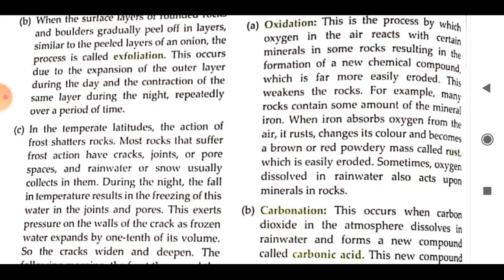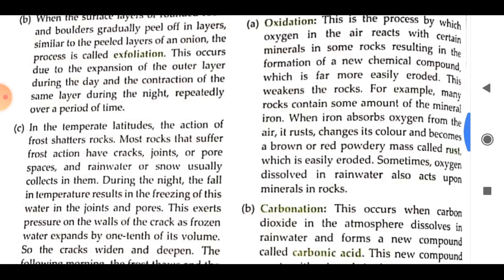Means, the atmospheric oxygen after reacting with the rocks produces several types of oxides. Iron oxide being the most important, which weakens the rocks to disintegrate. For example, many rocks contain some amount of the mineral iron. When iron absorbs oxygen from the air, it rusts, changes its color and becomes a brown or red powdery mass called rust, which is easily eroded.